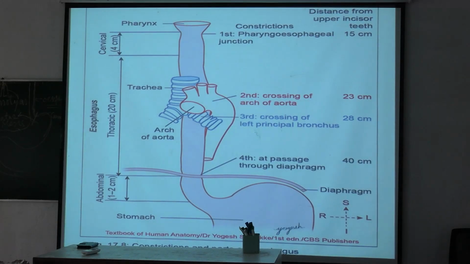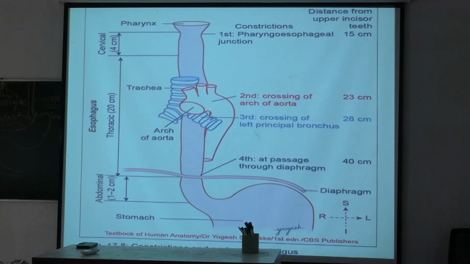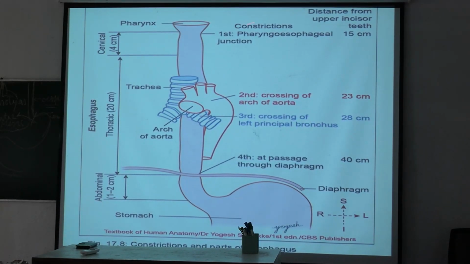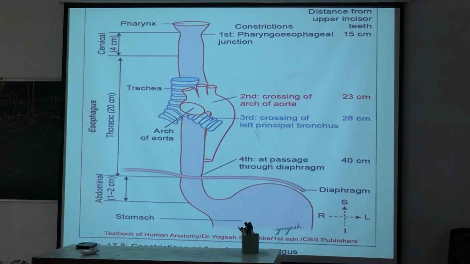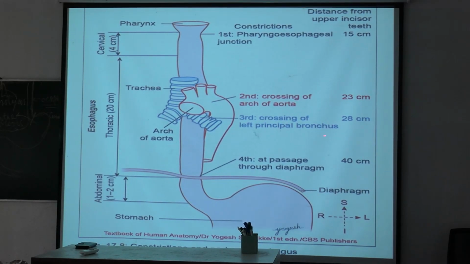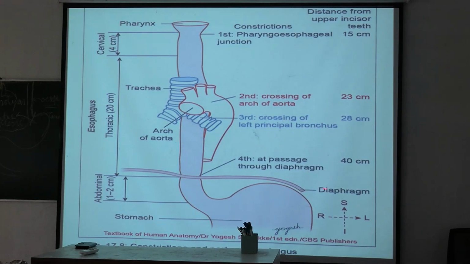And there are constrictions of the esophagus. Constrictions are very, very important. Constrictions individually can come in your theory, and can also be asked in your viva. The first constriction is at the pharyngoesophageal junction. Second, where it is crossed by the arch of the aorta. Third, at the crossing of the left principal bronchus, where the trachea divides into two bronchi. And fourth, at the passage through the diaphragm.